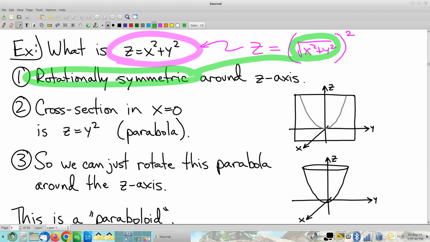Okay. So this is rotationally symmetric. Whatever this thing is, it's rotationally symmetric. I'm going to look at its cross section now in a vertical plane. Now keep in mind the rule.